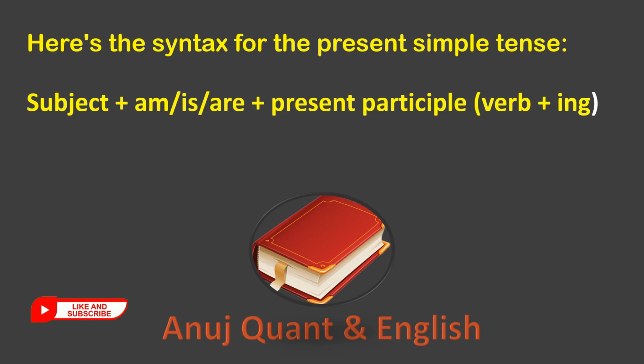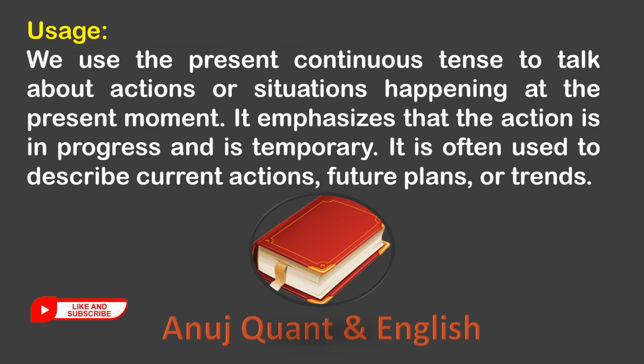Verb plus ing. Usage. We use the present continuous tense to talk about actions or situations happening at the present moment. It emphasizes that the action is in progress and is temporary. It is often used to describe current actions, future plans, or trends.